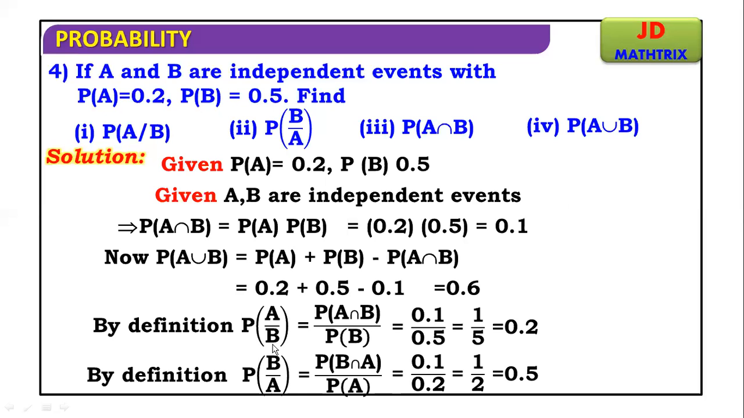Here you can observe that since A, B are independent events, P of A by B is nothing but P of A. Here also we proved the same: P of A by B is equal to 0.2 and P of A is also equal to 0.2. Whenever A, B are independent, as we have already proved in the concept, P of A by B equals P of A and P of B by A also equals P of B.